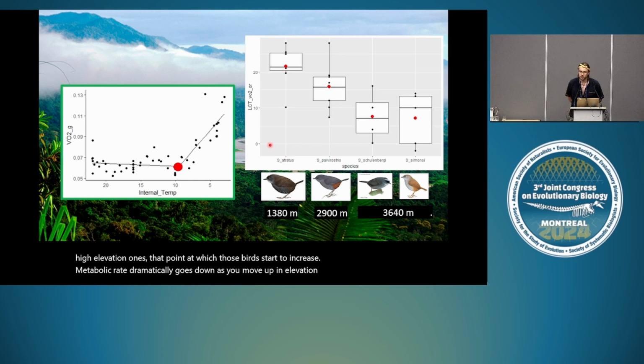So this looks like a measure of thermal adaptation, whereby the ones from higher on the mountain, you can get them colder before they need to dramatically increase their metabolic rate.